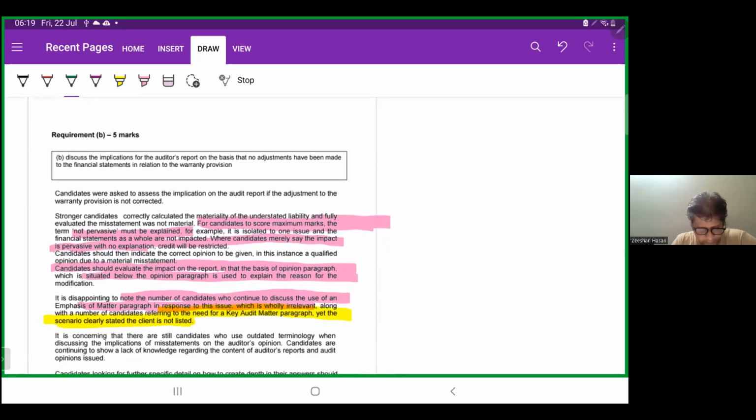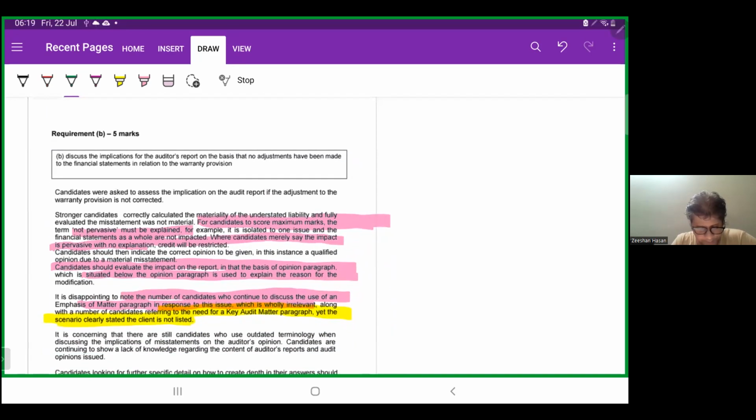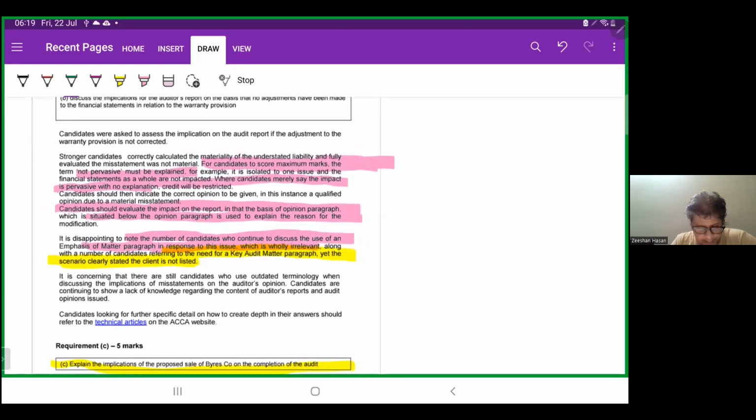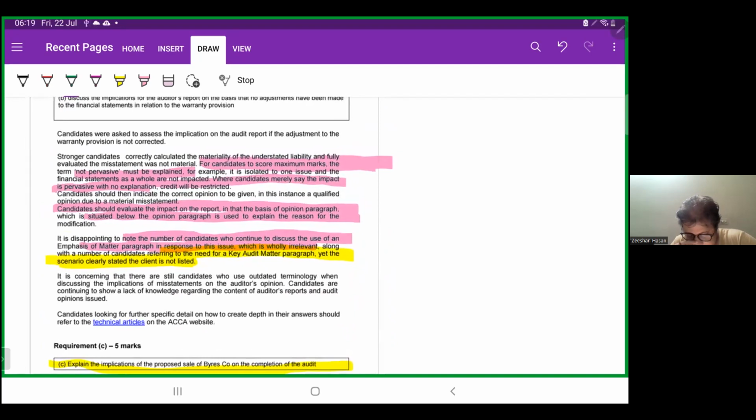Now, in requirement B, stronger candidates calculated the materiality of the liability and fully evaluated that the misstatement was not material for candidates to score maximum marks.